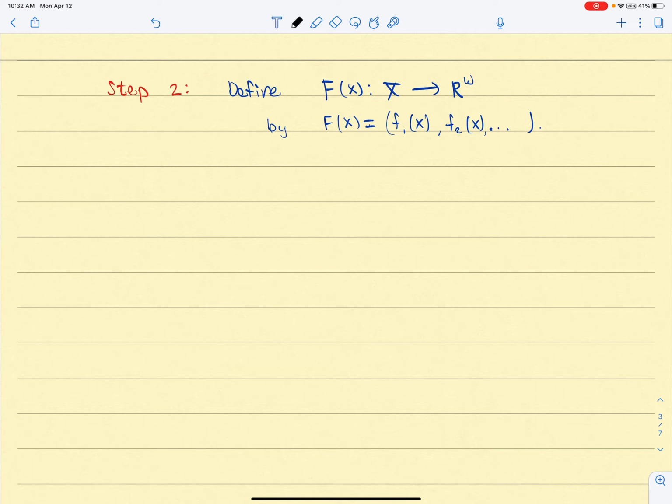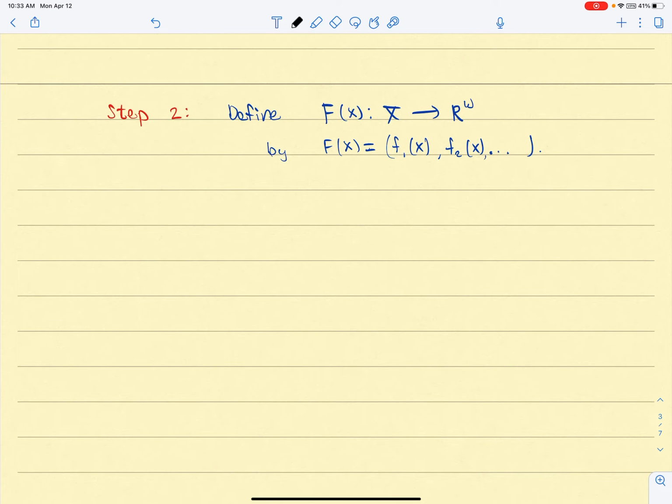And this function is very simple to define. The function is defined, capital F of x is equal to f_1 of x, comma f_2 of x, and so on. And remember, we can do this, we can make these indices because the family f_n is a countable family. So that's why we're able to do that.